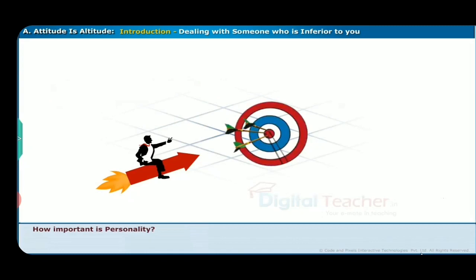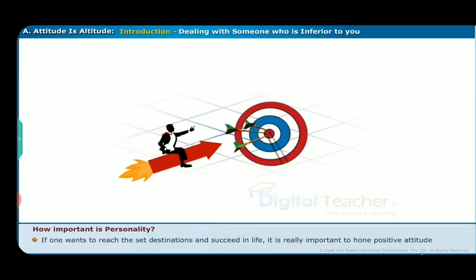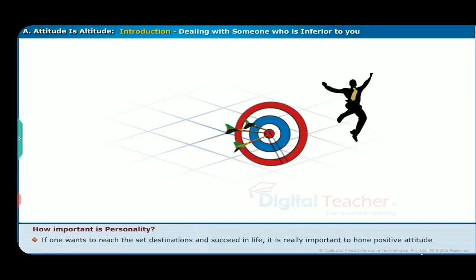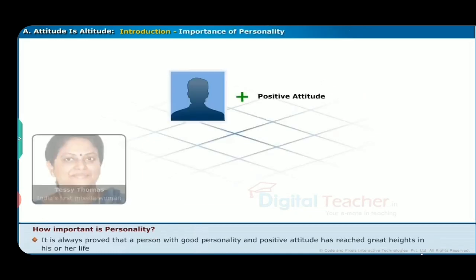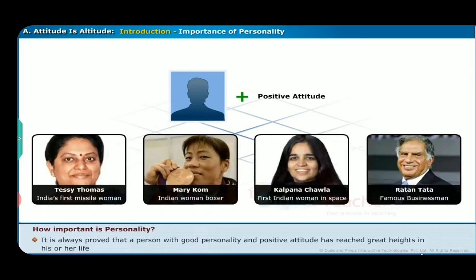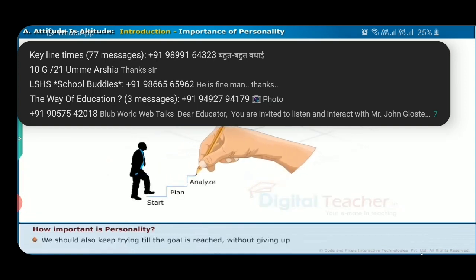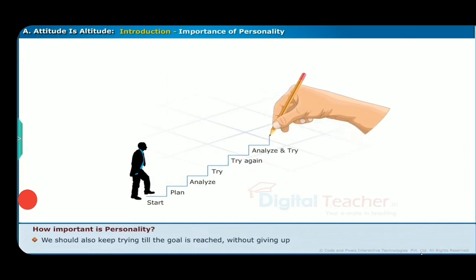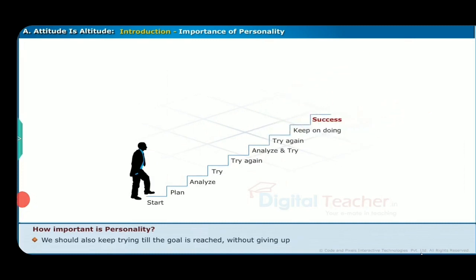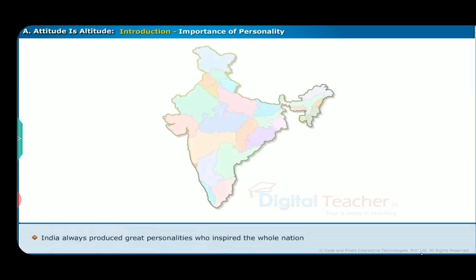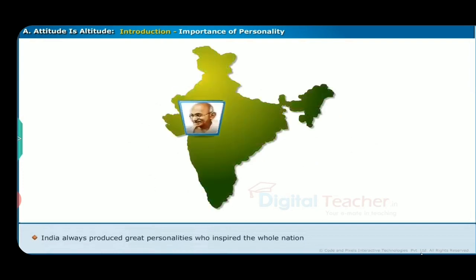How important is personality? If one wants to reach the set destinations and succeed in life, it is really important to own positive attitude. It is always proved that a person with good personality and positive attitude has reached great heights in his or her life. We should also keep trying till the goal is reached without giving up. India always produced great personalities who inspired the whole nation.